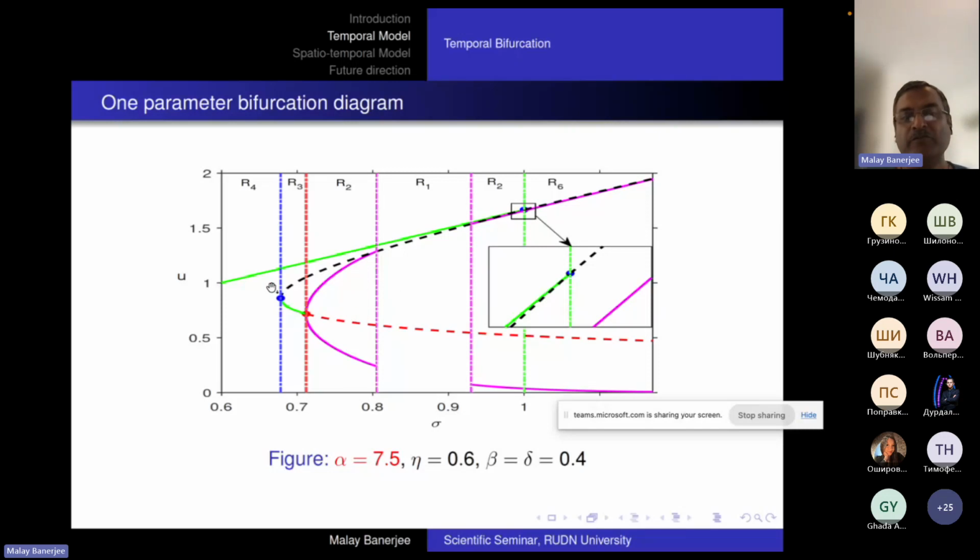But here the most important take home message that we have to carry forward is this particular threshold, this blue vertical line, which means that two interior equilibrium points exist only on the right-hand side of this particular threshold, and on the left there is no coexistence equilibrium point.